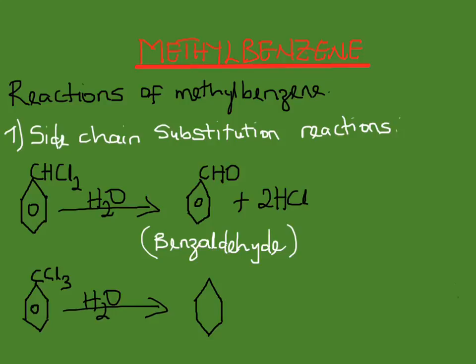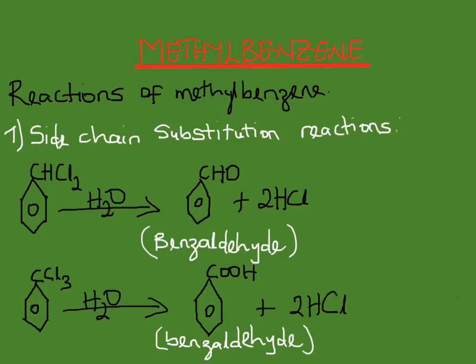The side chain substituted methylbenzene undergoes hydrolysis to yield alcohol, aldehyde, and carboxylic acid. For example, we have dichloromethylbenzene undergoing hydrolysis, that is reacting with water, to yield us benzaldehyde, which is an aldehyde. We also have trichloromethylbenzene reacting with water, that is undergoing hydrolysis, to yield us benzoic acid.